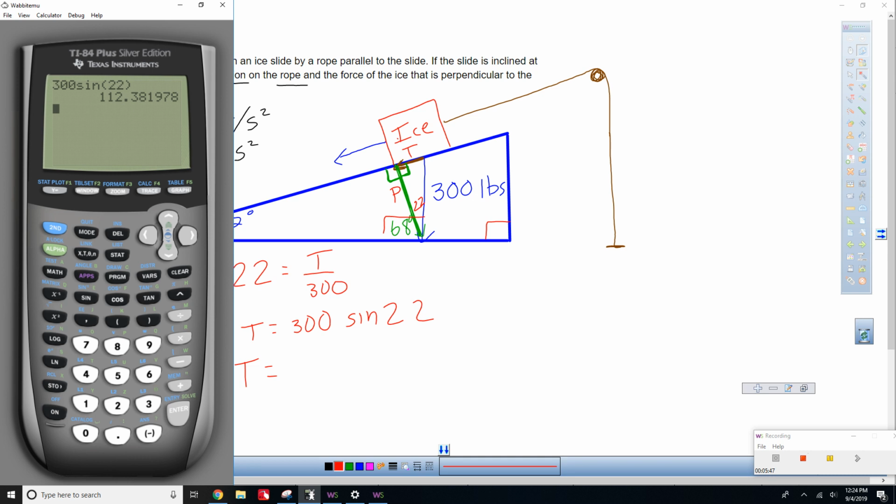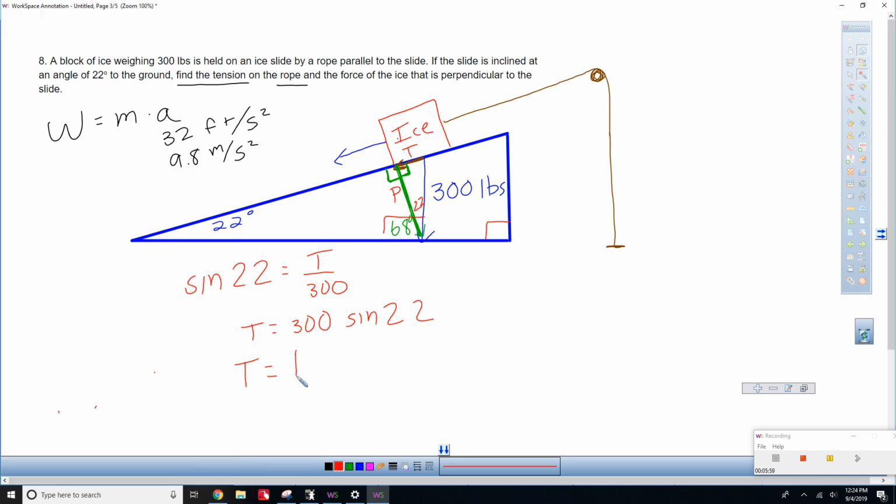And you get 112.4 pounds. So I want to make sure that answer makes sense to you. That is how much pressure, how many pounds of force is on the rope. So when you go buy a rope, it will tell you how many pounds it's proven to be strong to. Okay? All right, now we need to find the green side.